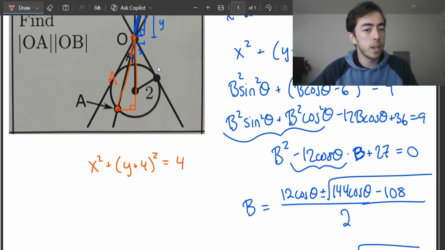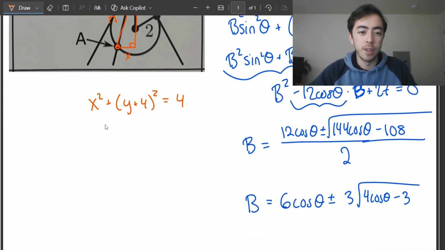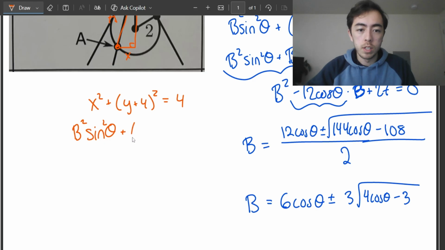X should still be related to sine instead of cosine, I believe. Here's the right triangle that I'm thinking of. This is my x distance. And then when I'm looking at this angle theta again, and I want to do opposite over hypotenuse, that's still sine. Sine is still with x. Okay, so x is going to be equal to b sine theta. I will square both of those. Y is going to be equal to b cosine theta. Add the 4, square that.